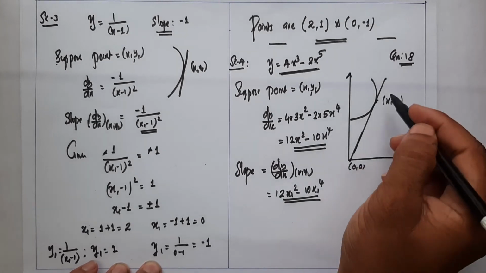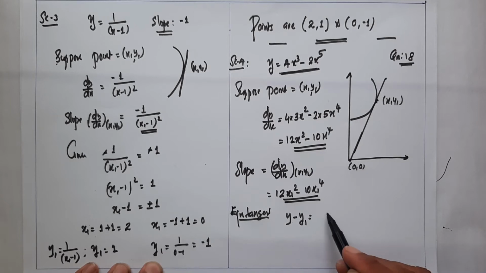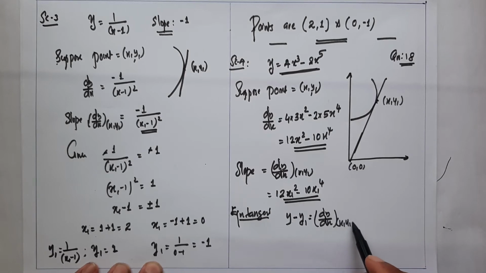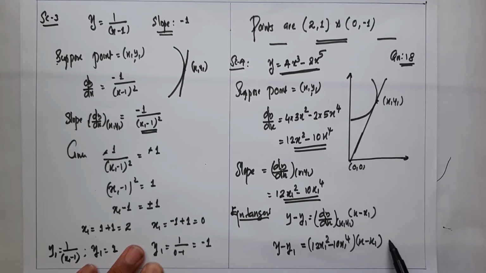First of all, we find the equation of this tangent. The point is x1, y1. Therefore, y minus y1 is equal to dy by dx at x1, y1 into x minus x1. That is, y minus y1 is equal to 12x1 square minus 10x1 raised to 4 into x minus x1, which is the equation of tangent, equation number 1.